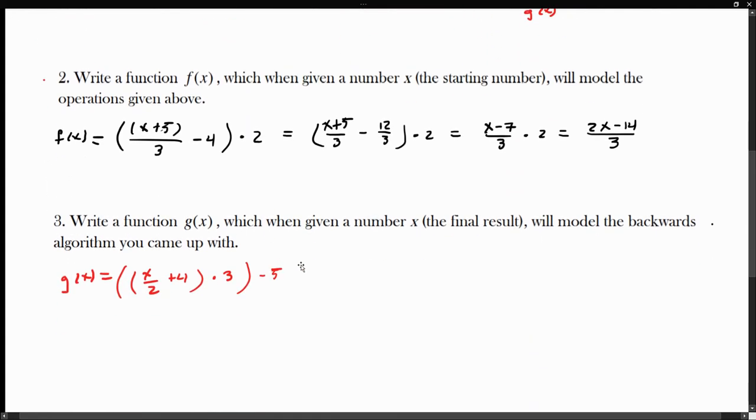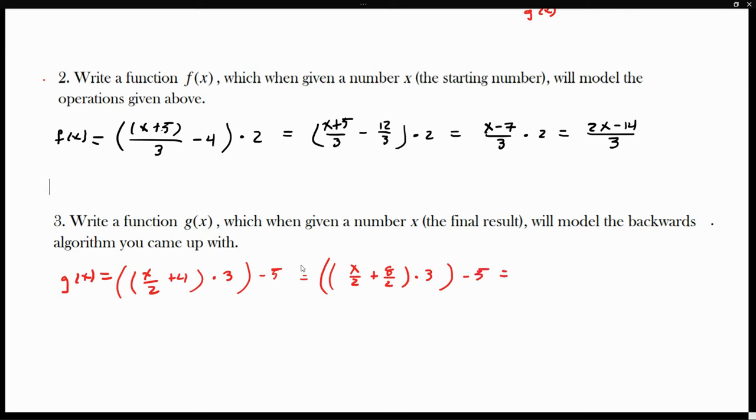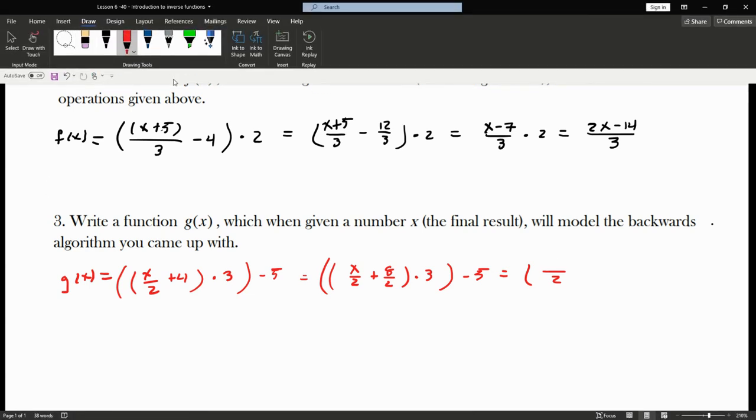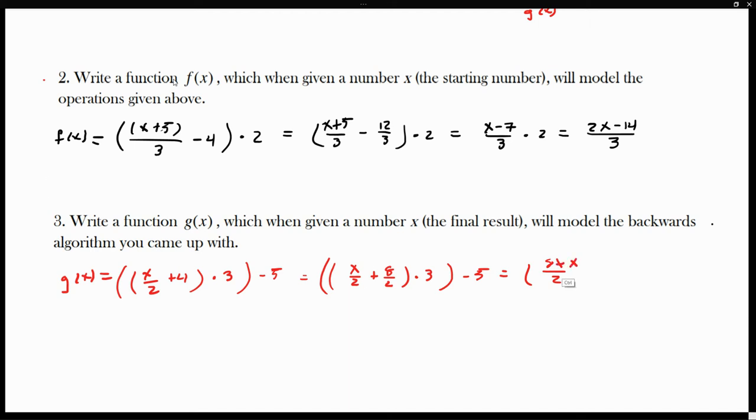So if we simplify this a little bit further, now notice that inside this big parenthesis, that's going to give us x over 2 plus 8 over 2. Still going to multiply by 3. Still going to take away 5. Let me simplify this, and now inside the big parenthesis we get 8 plus x. And we're still going to multiply it by 3. I'm just going to go a little bit fast here because this is just pure calculation.